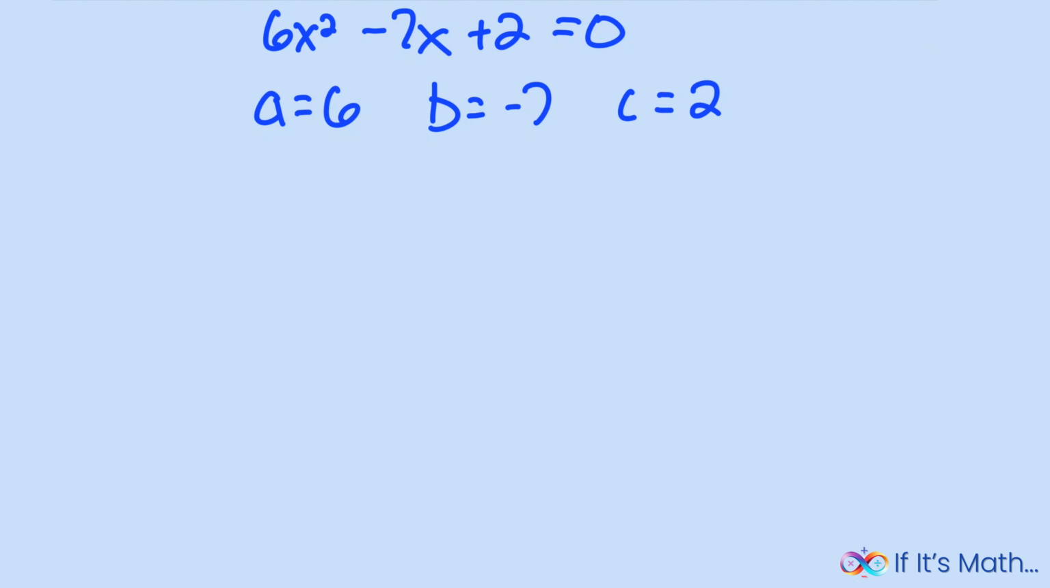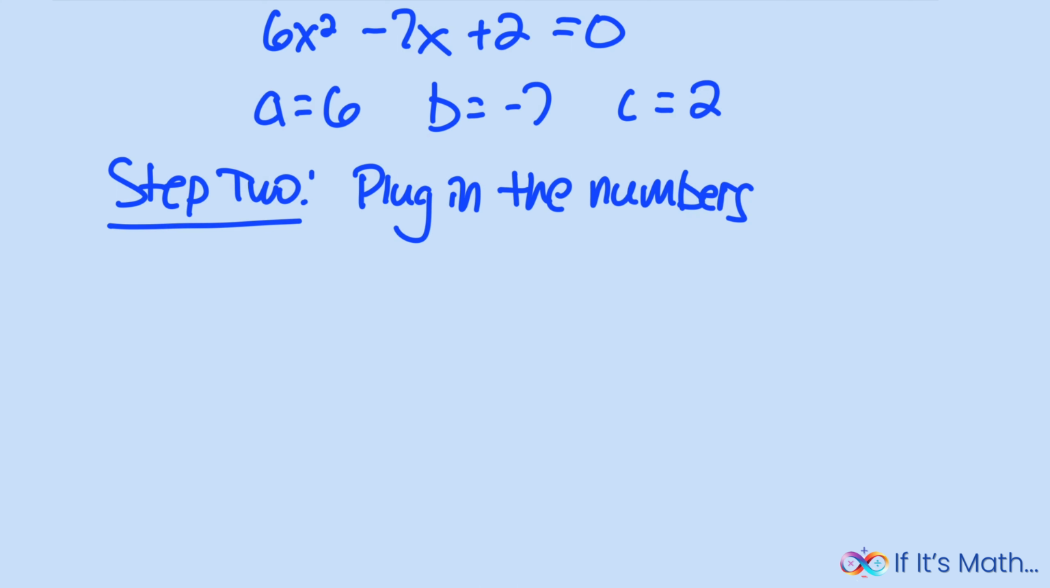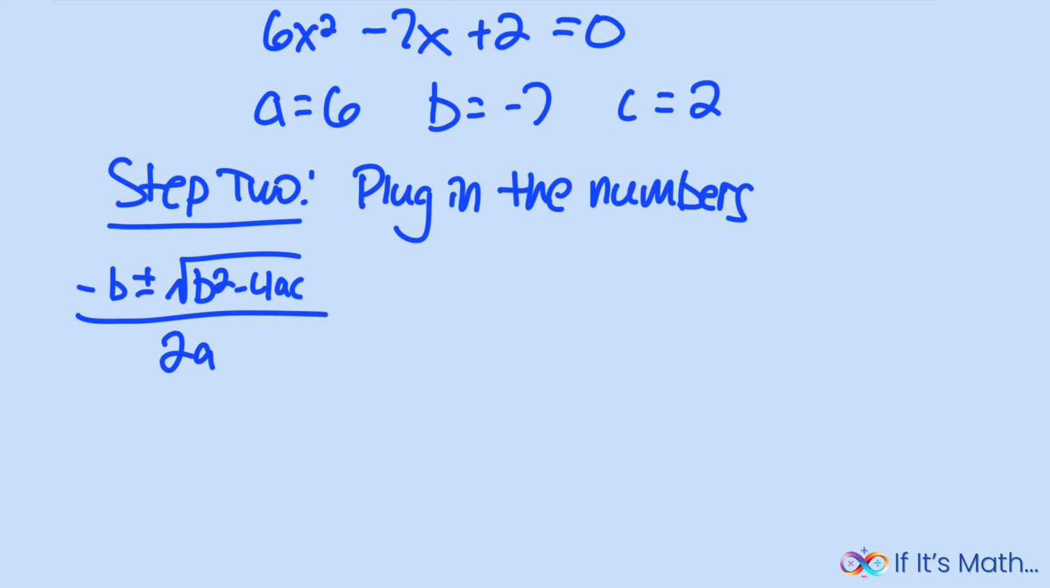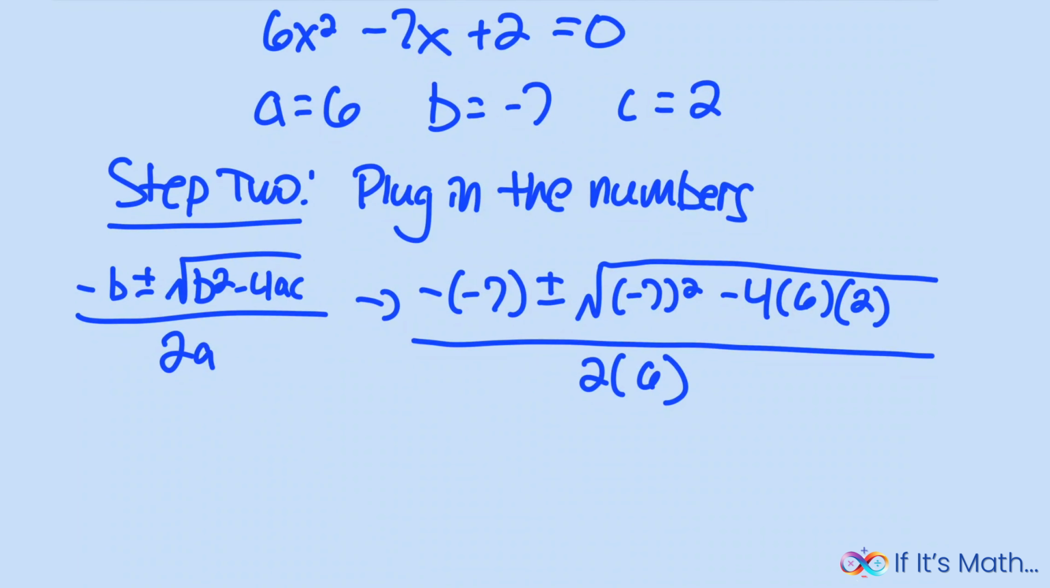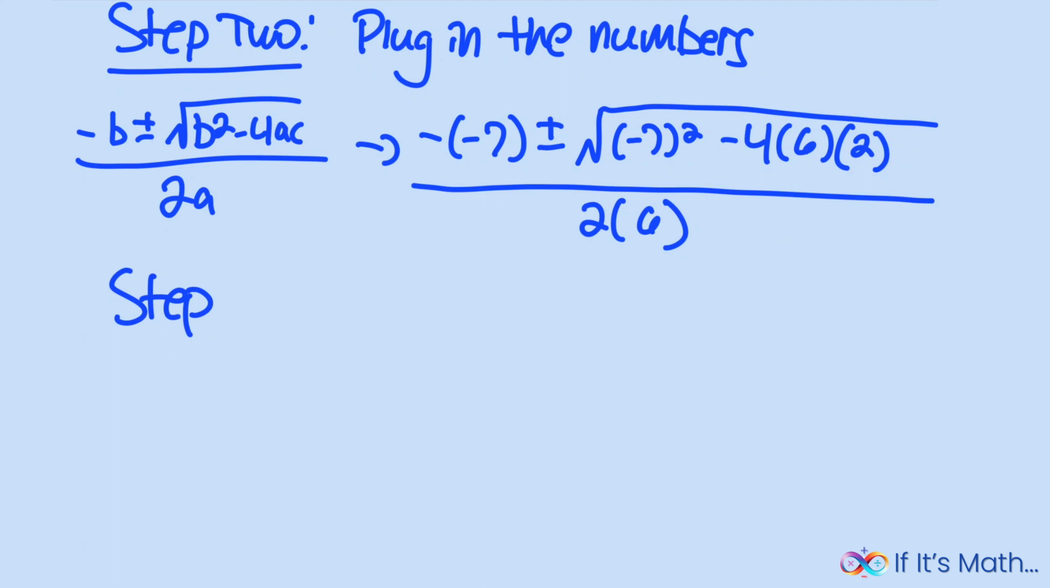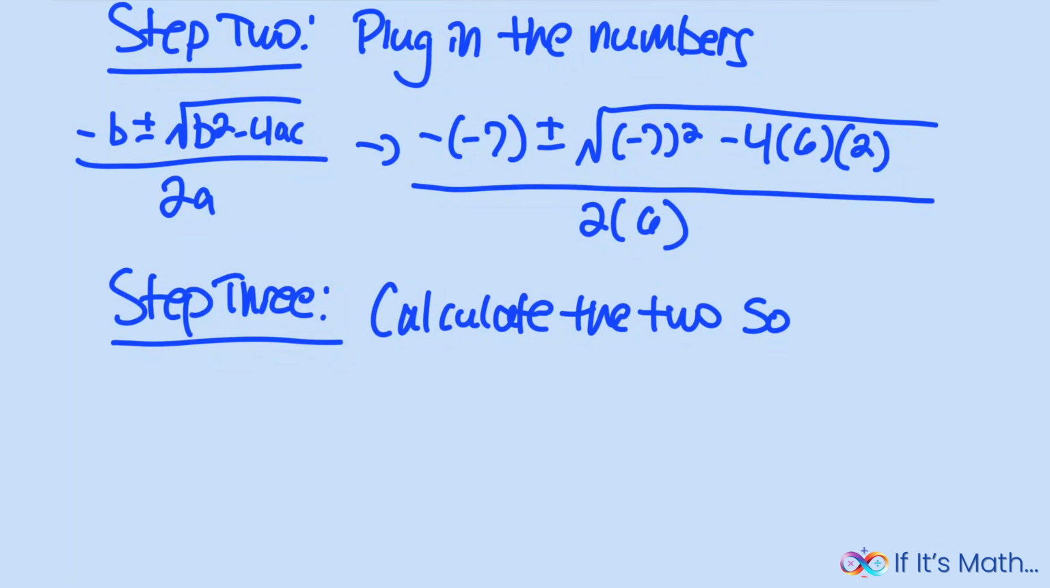So step 2, we're going to write out that quadratic formula one more time, plug in these numbers, and then move to step 3. So here's that formula one more time. So we will get negative times the negative 7 plus and minus the square root of negative 7 squared minus 4 times 6 times 2 all over 2 times 6. So let's start working through that in step 3, where remember our goal is to find those 2 solutions by calculating out this expression that we have.